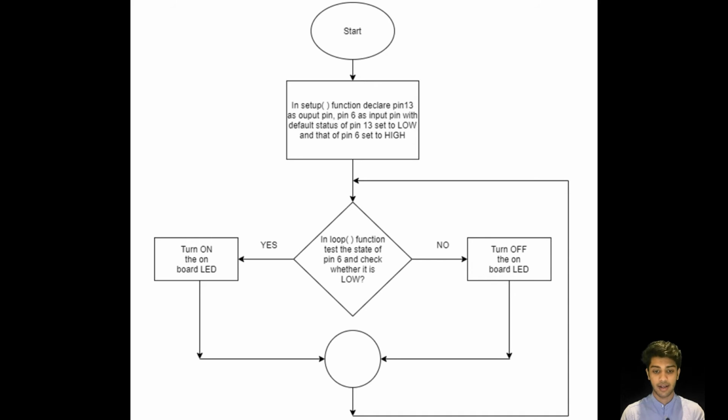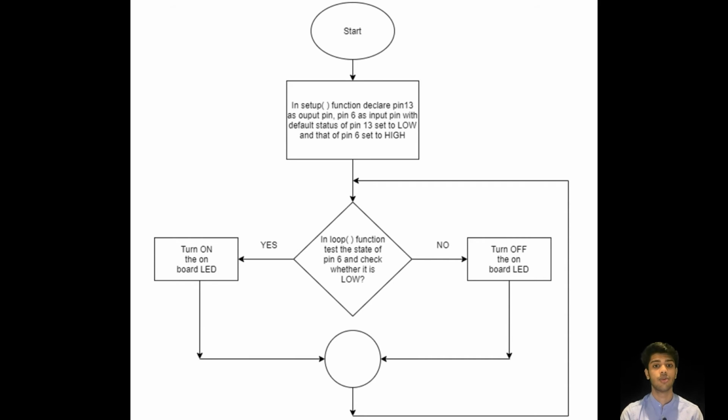So when we ask, check whether it is low, if yes, turn on the onboard LED. That is exactly what we want, right? Once the push button is pressed, we want the onboard LED to turn on. That is what the flowchart says, and that is what our program needs to do. If you do not press the push button, we'll get a high state and we'll program it to turn off the onboard LED. We're repeating this loop function again and again, and that is what all these arrows and circles mean.